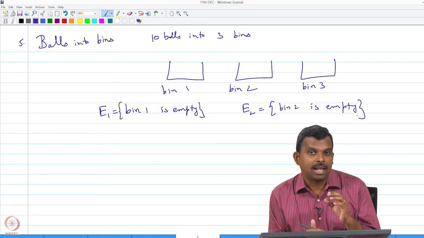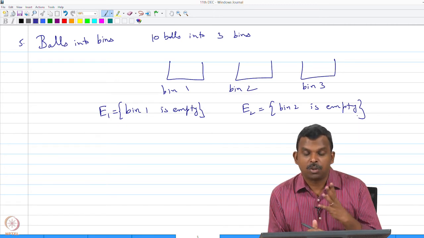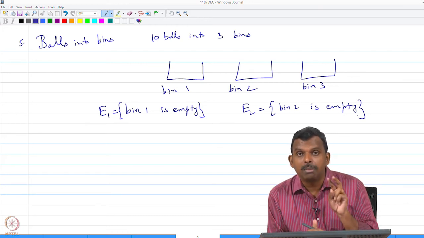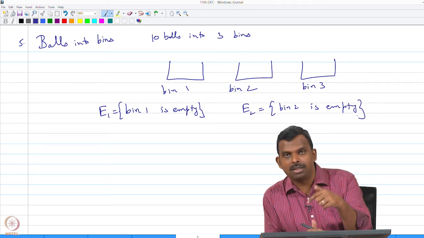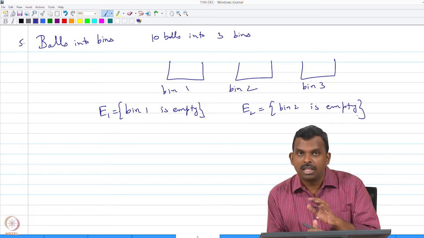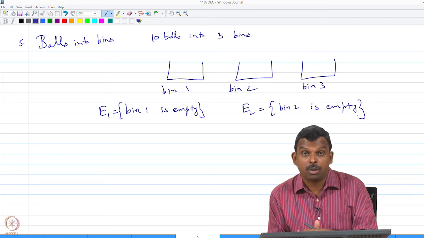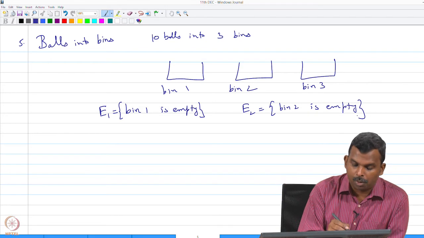This actually needs a calculation. If you think about it, there is an E1 intersect E2. There is a possibility under which bin 1 and bin 2 can both be empty. What happens in that case? All the balls go into bin 3. So that can happen. So the two events are not disjoint, and they may or may not be independent. You have to actually calculate the probabilities and check. So, let us try and calculate probabilities here.